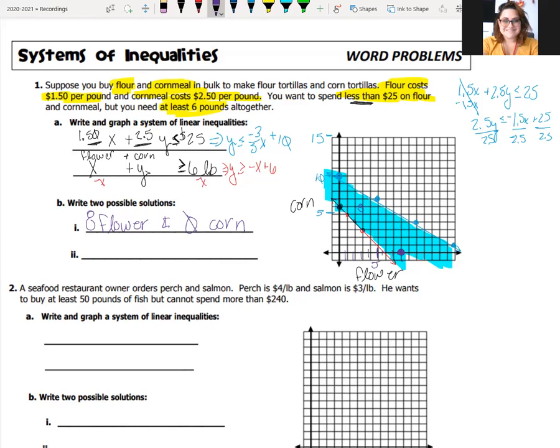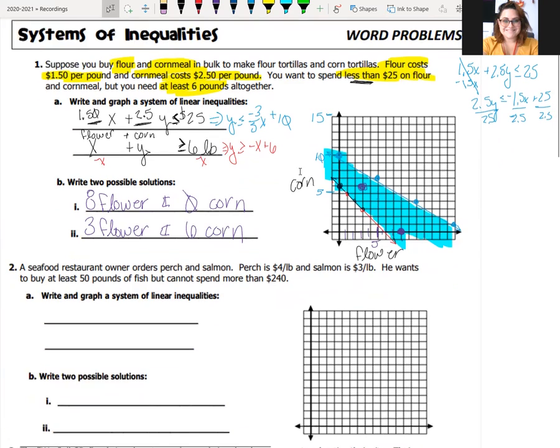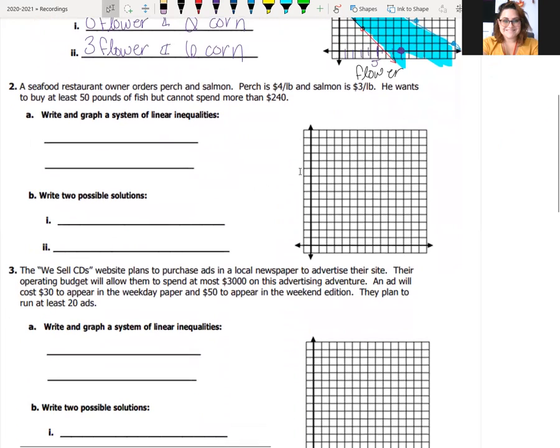We could also pick this number here, which means we're going to buy 3 flour and 6 corn. We could pick any of the numbers inside of the shaded region. And that is how we would solve our word problems. We'll do one more. Seafood restaurant owner sells salmon and perch. We're going to put perch down here at the bottom, salmon on the top.